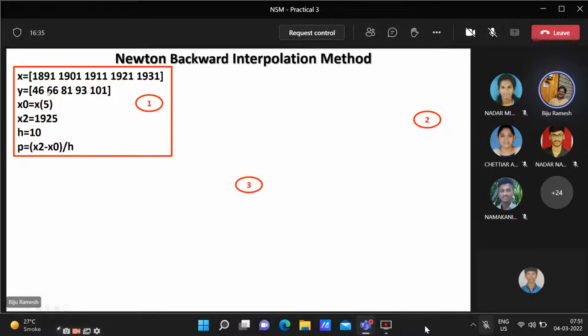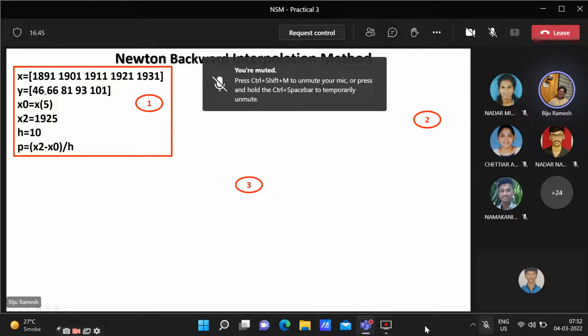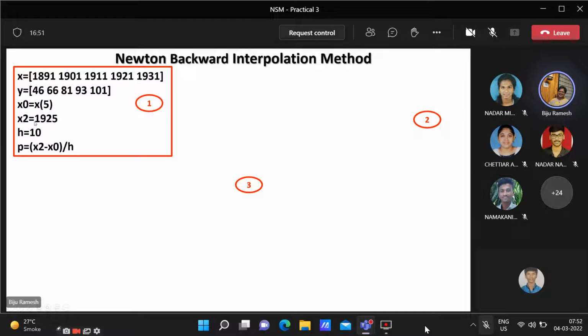This population is in lakhs. 46 means 4 lakhs, it is in that manner. So please do not think the population is 46. It is in lakhs. So here you have to find the population for the year 1925. That is going to be your x value in the formula that is used to find P.